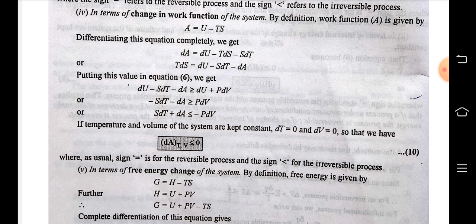dU minus TdS minus TdA greater than or equal to dU plus PdV; minus TdS minus dA greater than or equal to PdV. TdS plus dA less than or equal to minus PdV. dA at constant temperature and volume less than or equal to 0.